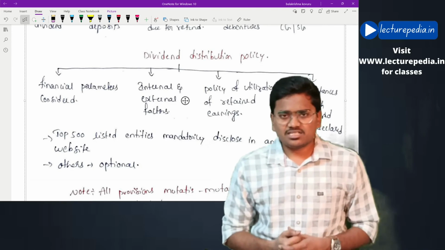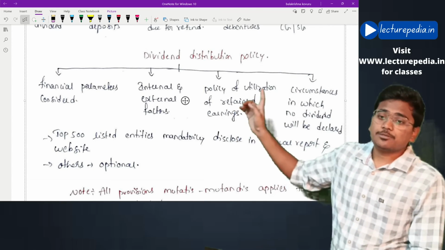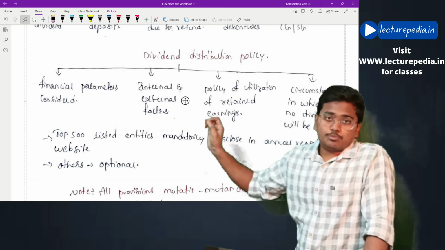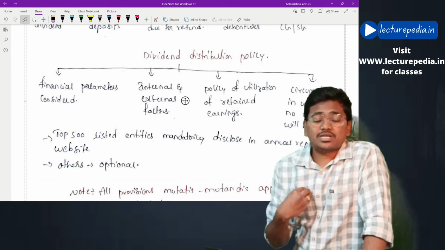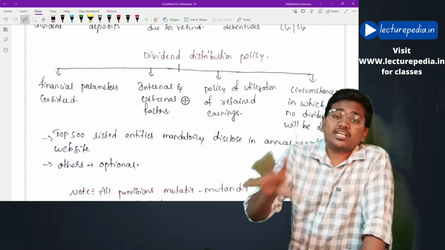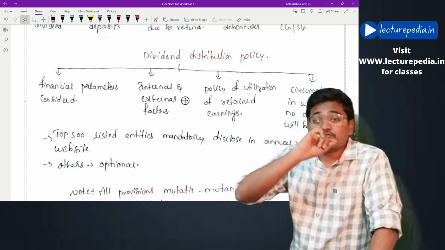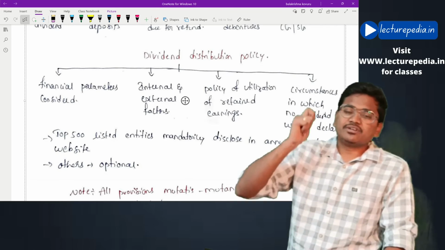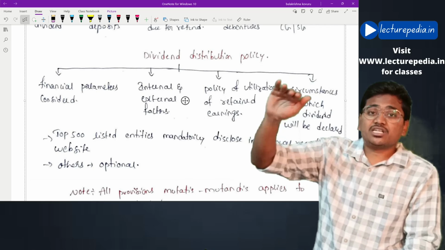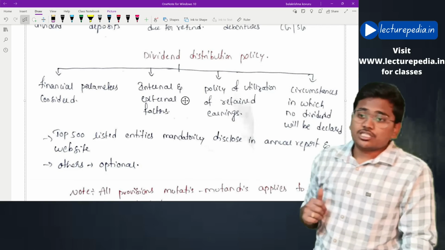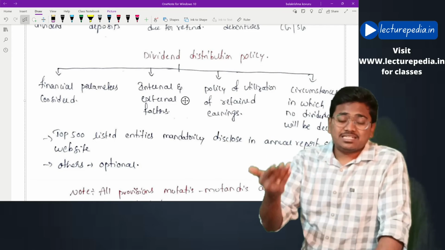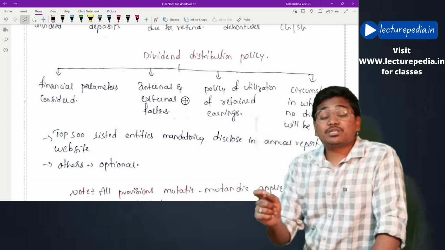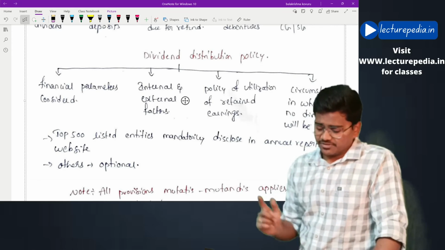What will be present in this dividend distribution policy? It states the financial parameters that will be considered by the company at the time of declaration of the dividend, based on which the company will declare the dividend. This will be mentioned in the dividend distribution policy. And internal and external factors. What are the internal and external factors that will be considered by the company at the time of declaration of the dividend? Even that will be mentioned.